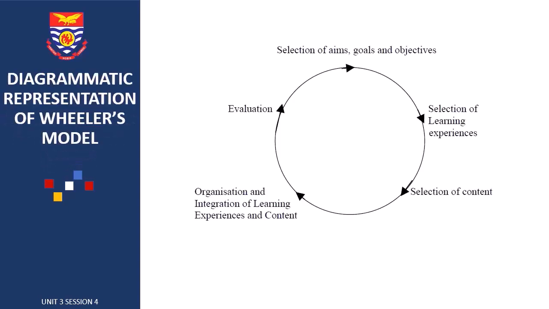Let's start. The model that was developed by D.K. Wheeler was also termed the circular model of curriculum development. It was an attempt to improve upon the 2 models of Tyler and Taba by addressing some of the criticisms raised against them. And so, as we can see, the diagram of Wheeler's model is circular in nature.